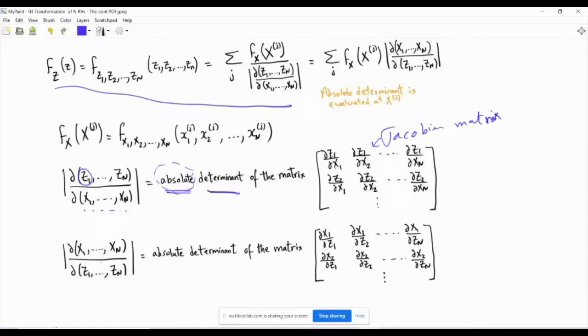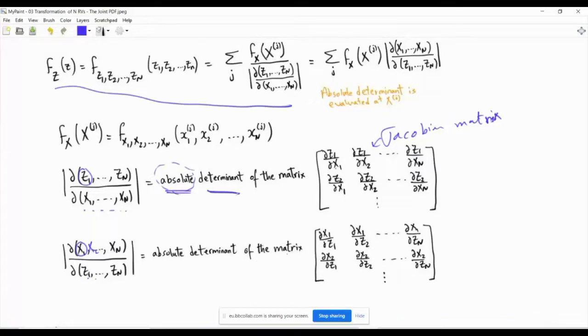You can also have the x's in the numerator and the z's in the denominator, and in that case, you just follow the definition. How to construct your first row in the matrix? You take the first guy, x1, and you partially differentiate it with respect to z1, z2, z3, up to zn. That's the first row. Then you take the second guy, which is x2, and partially differentiate with respect to z1, z2, up to zn, and so on and so forth.